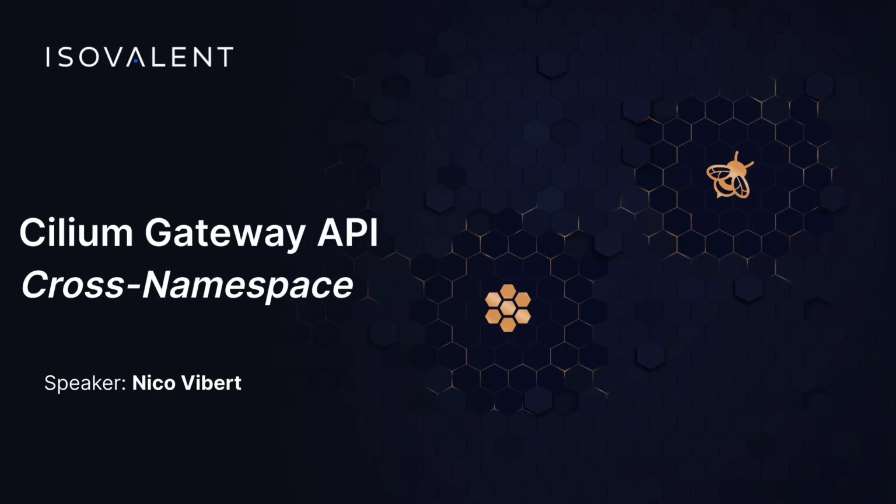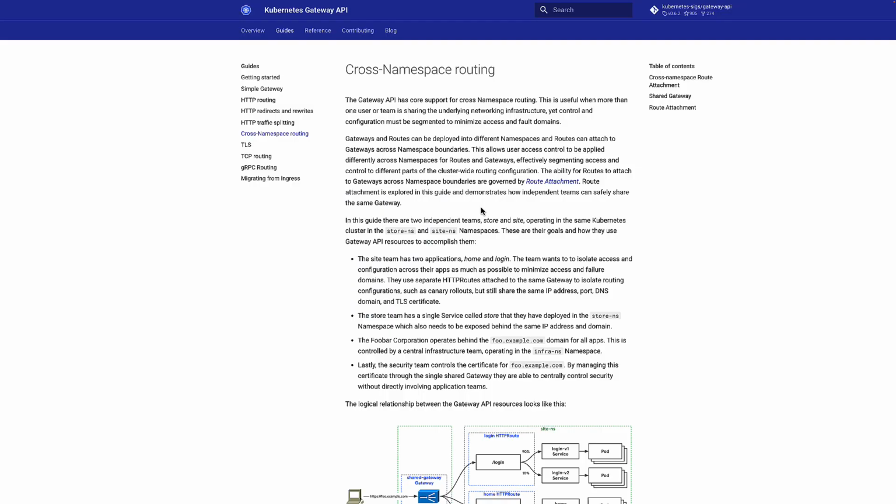In this video, we're going to look at the Cilium Gateway API and how you can use it for cross namespace routing. It's a feature that is available on the Kubernetes Gateway API and is also available on the Cilium implementation of the Gateway API. And it supports the ability to have a shared Gateway API across multiple namespaces, which could be interesting if you want to centralize the control of your Gateway API across multiple namespaces.